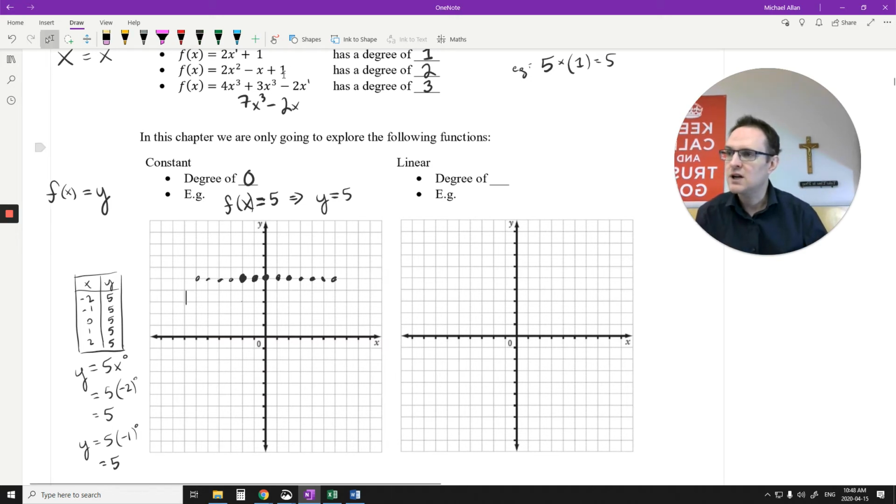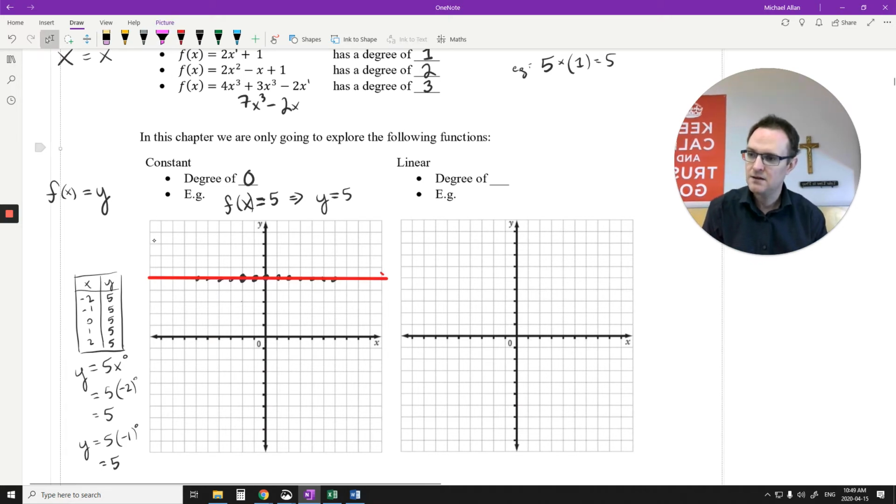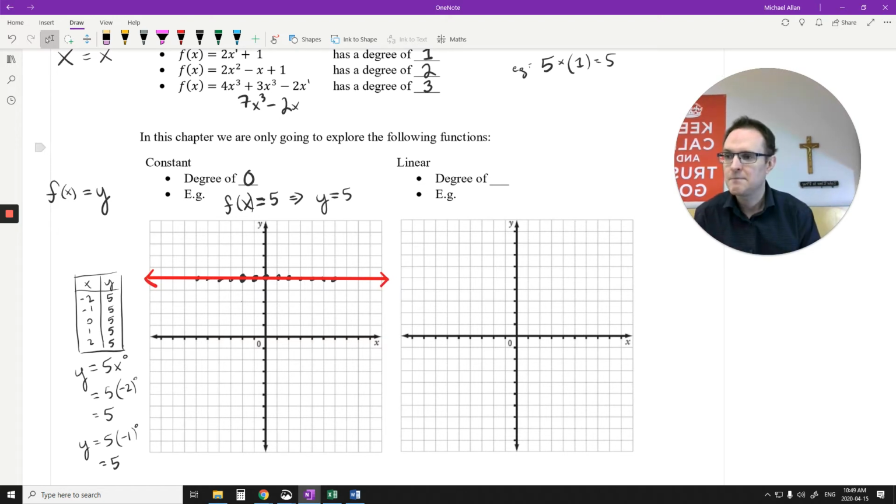Then you pull out your drawing tool and you draw the graph. There it is. I'm going to just make that blue. No, actually, I'll make that red. So I got a nice constant graph. I'll put little arrows on the end of it to show that it goes on forever in both directions. So a degree of 0 gives us this kind of nice flat line at a constant value. So that's why we call it a constant graph.